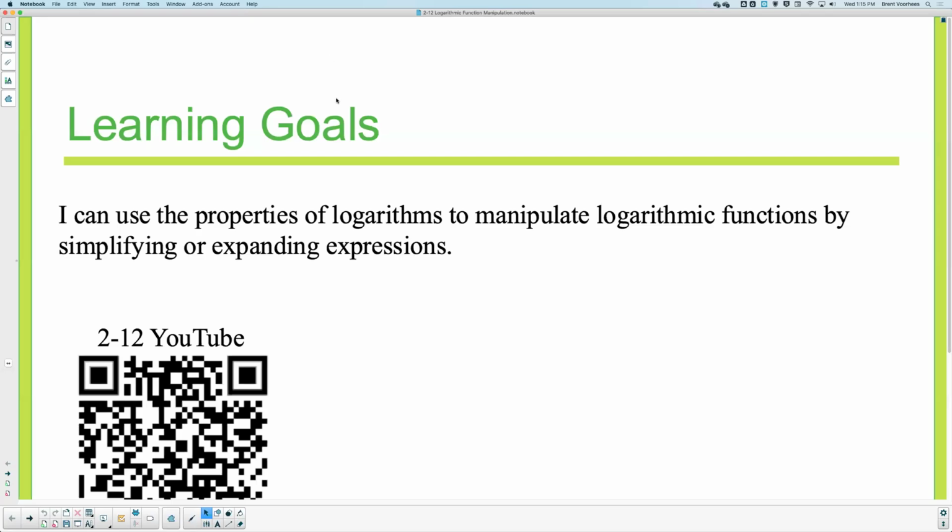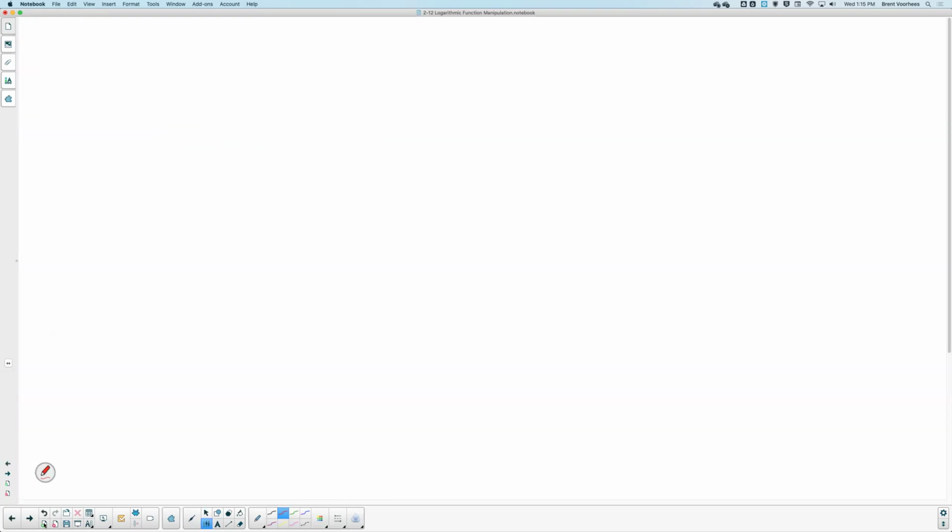Lesson 212. Today, we're going to look at manipulating log functions, which means we're going to take a log function and change it to where it looks different, but mathematically it's the same. Before I start this lesson, on your first slide, where you have some extra space, I want you to do a quick review and write down some things that are very important.